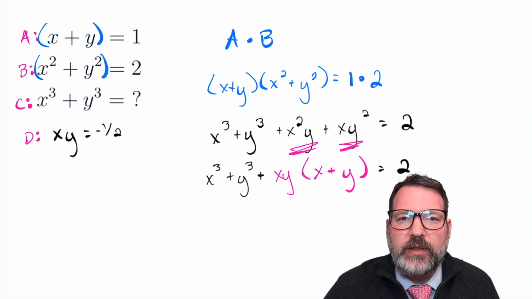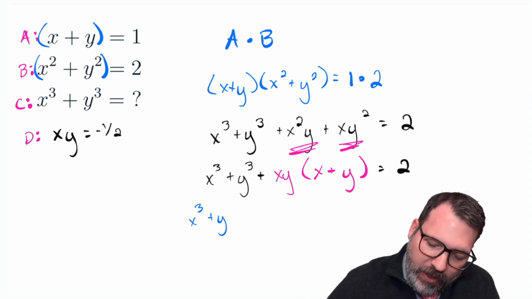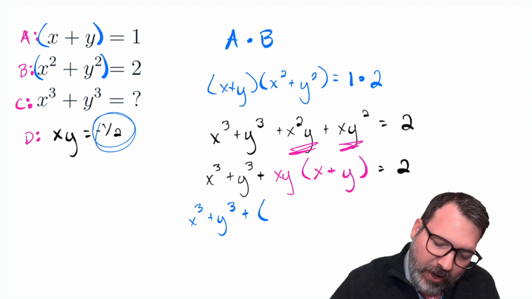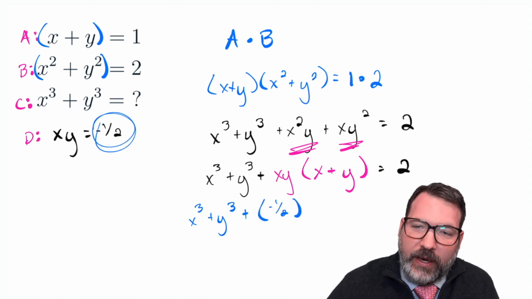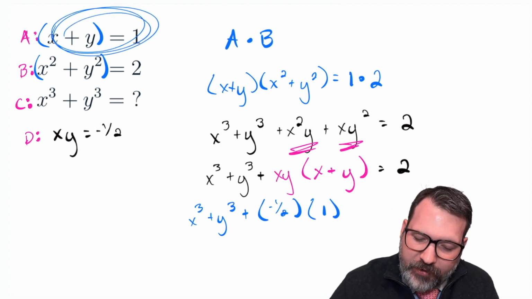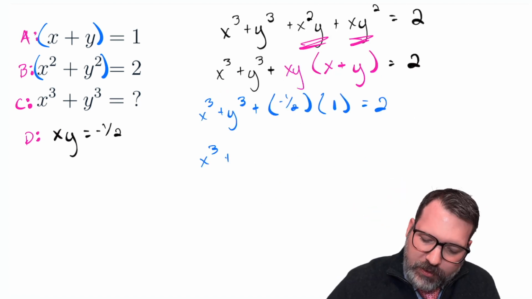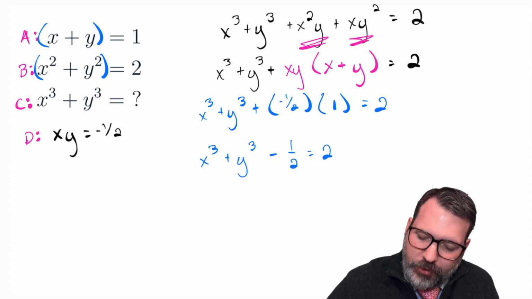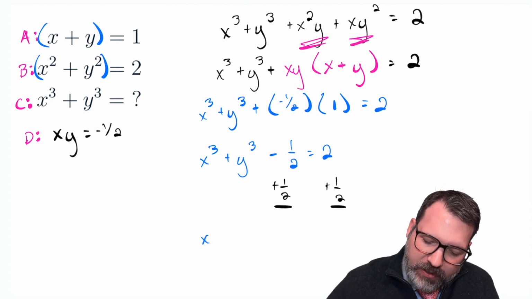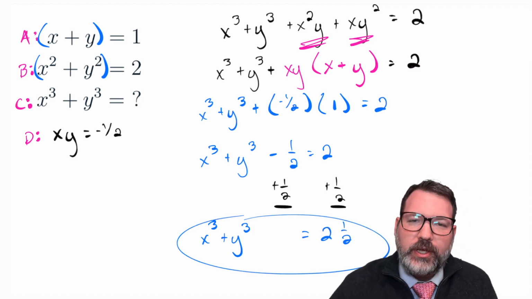You will probably notice at this point, we have absolutely everything that we need. We already know what x times y is. We figured out over here, it was equal to -1/2. We also know what x plus y itself is. That's our first piece of information. That's what we labeled A. The whole thing again equals 2, and as we multiply that out, we get x cubed plus y cubed minus 1/2 equals 2, which means we can simply add 1/2 to both sides and find the piece of information we were interested in. x cubed plus y cubed equals 2.5.